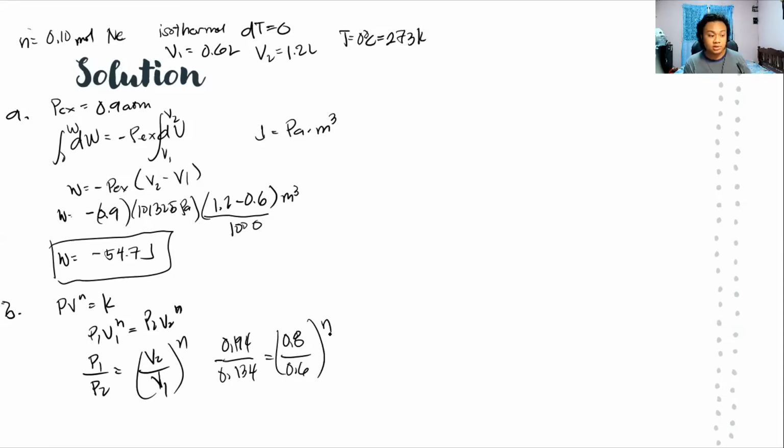And then shift solve. Actually, you can solve for n, diba, using logarithms. So there's no need to shift solve that. You can get the 1.2862 value of n.